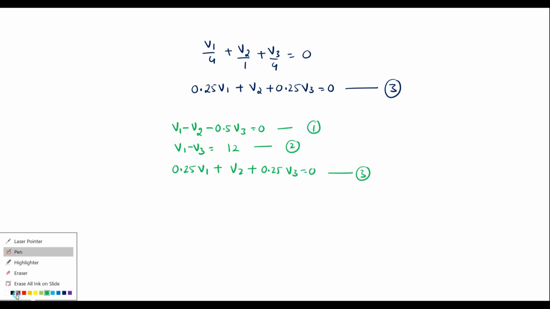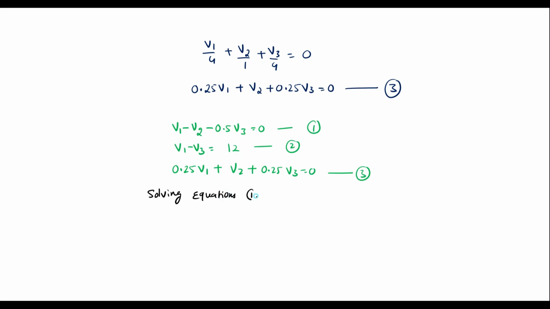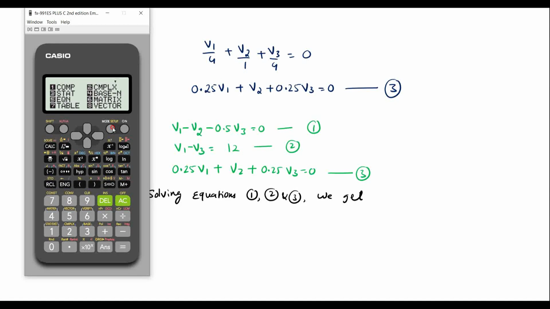Solving equations 1, 2 and 3, we get the answer. Let me use the calculator to solve these equations. Go to the mode, choose equation mode, that is 5. Here we have three unknowns, V1, V2 and V3, so we should choose option number 2. Here feed the values. A, B, C are with respect to V1, V2 and V3.